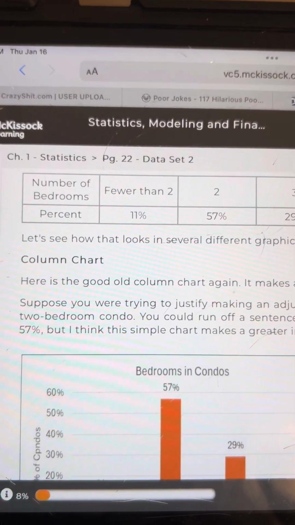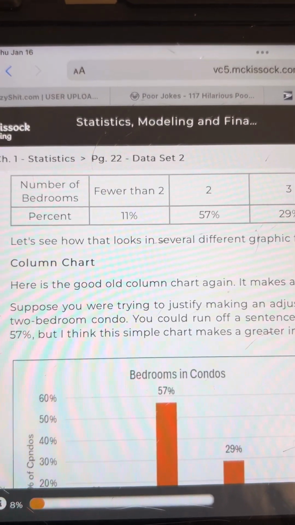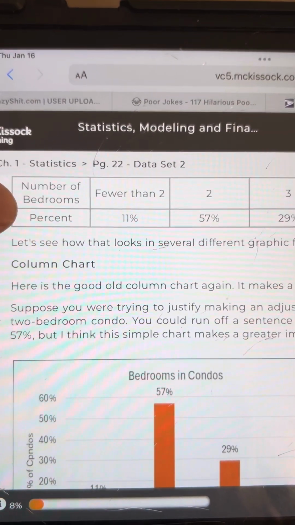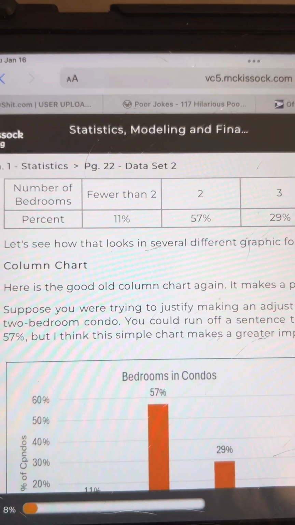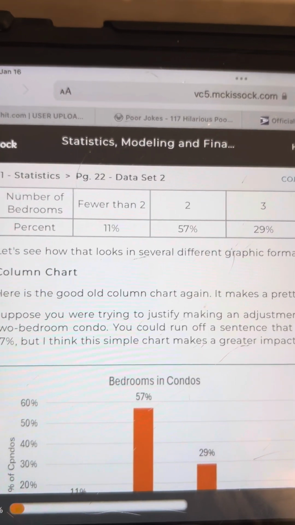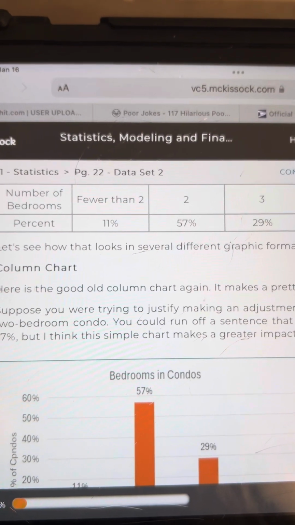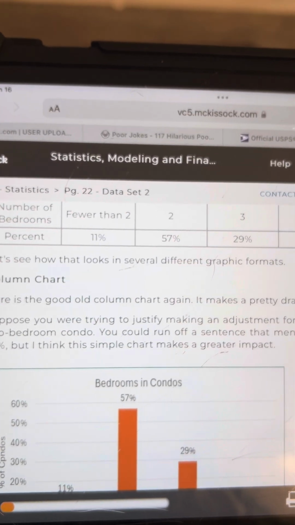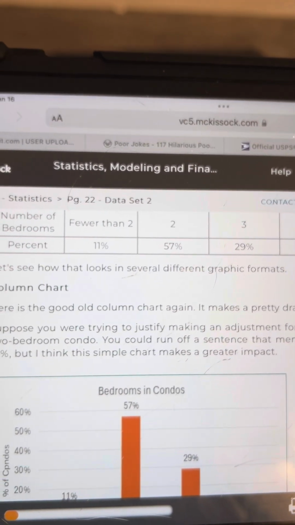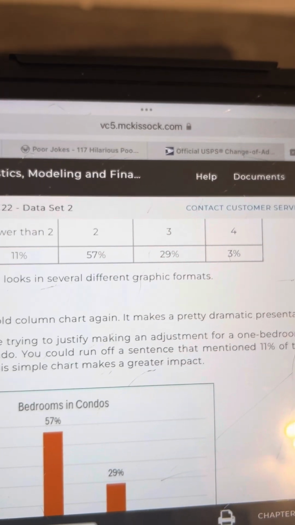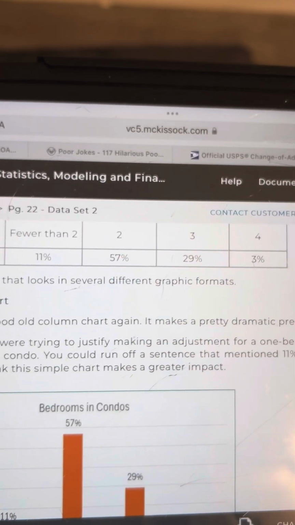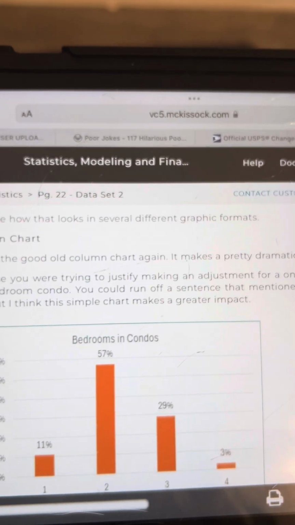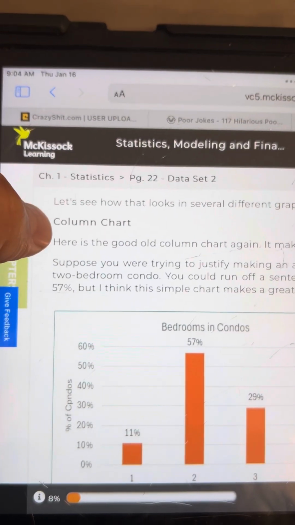Number of bedrooms, over percent. Number of bedrooms fewer than 2, percent, 11%. 2 bedrooms, 57%. 3 bedrooms, 29%. And 4 bedrooms, 3%. Let's see how that looks in several different graphic formats.